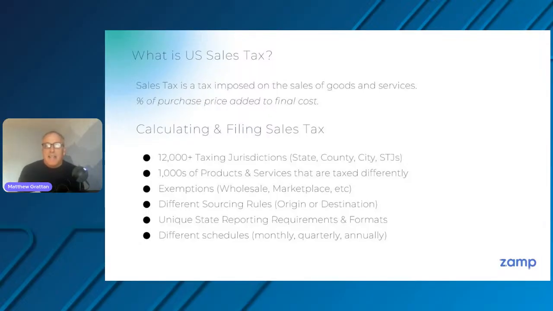I talked about the product taxability piece. There are lots of different products and services that are taxed differently depending on when you sell them, where you sell them, and who you sell them to. Of course, there are exemptions if you do a resale business or you're selling in marketplaces like Amazon. That comes into play. There are different sourcing rules as well.